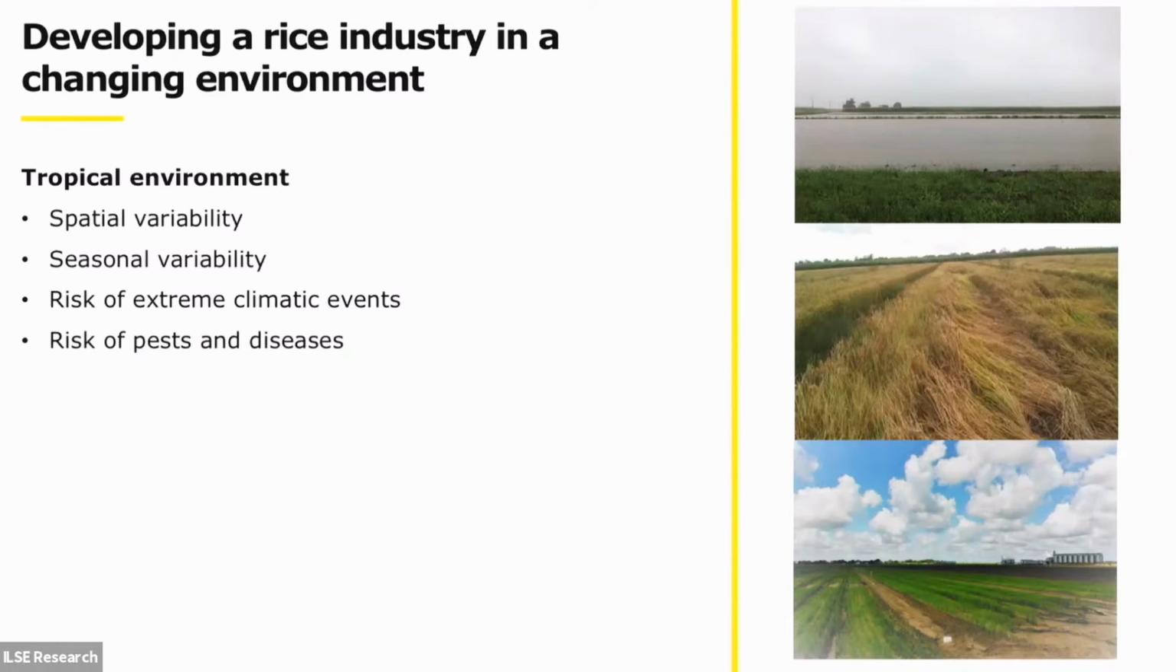On the first photo, you have a flood event at crop establishment. This is a rice field in 2018. And on the second photo, you have a lodged crop at harvesting time. So it's a very risky environment, climatically. At the same time, because it's a tropical environment, it's hot and humid, with all the different conditions that are favorable for pest and disease infestations. So it's a very high-risk environment, and the industry has to establish and thrive under these constrained conditions.